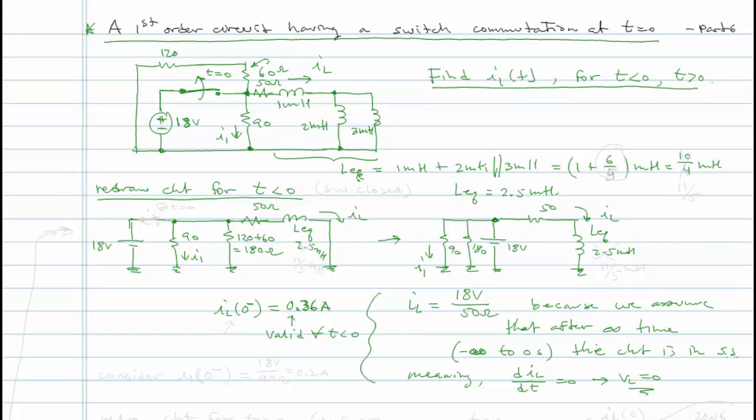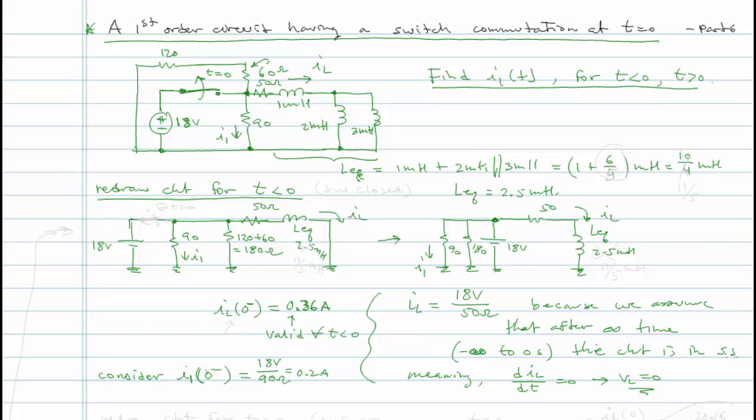Okay, now we can also consider I1 at time 0 minus. What kind of current do we have flowing there? Well, in that case, I1 at time 0 minus is nothing more than just 18 volts over the 90 ohms. Again, the 90 ohms is straight across the 18 volts. Nothing else has any bearing on the current I1 except for the 90 ohms. So it's 18 volts divided by 90 ohms, which is 0.2 amps.